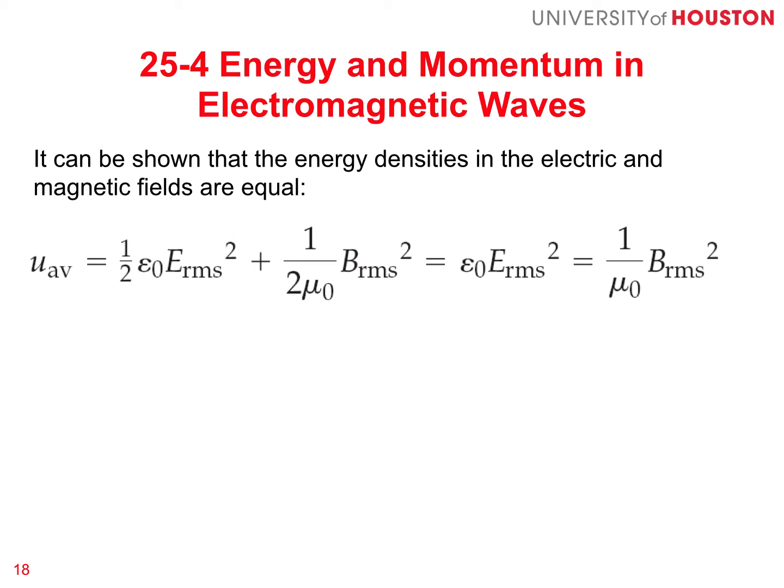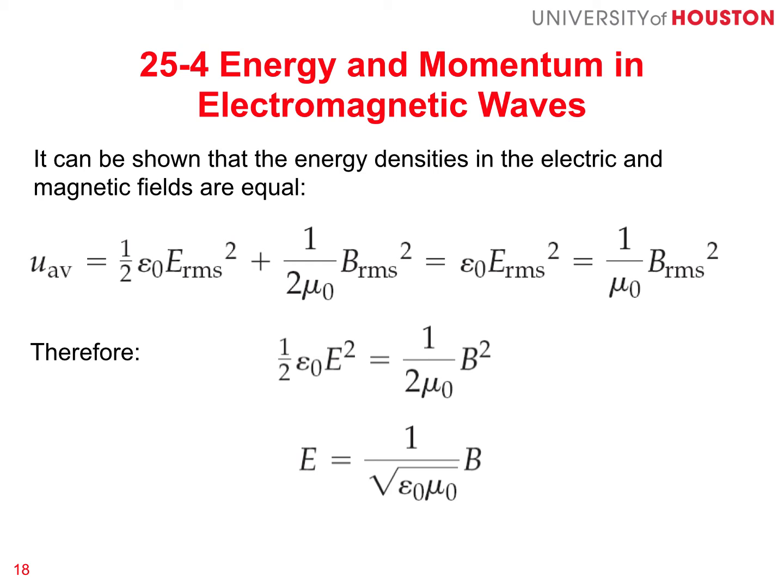If we make these contributions equal, so we say that the electric field energy density is the same as the magnetic field energy density, we can actually rewrite the electric field as 1 over square root epsilon zero mu zero times the B field. As we know, this 1 over square root epsilon zero mu zero is simply the speed of light, so we can write the electric field as the speed of light times the magnetic field.